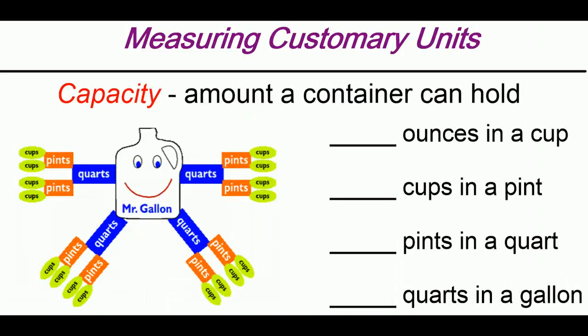And capacity, just like in the metric system, is the amount a container can hold. In the metric system, we have the basic unit of a liter, whereas in the customary system, we really don't have a basic unit for capacity. We have all of these things represented in Mr. Gallon: ounces, cups, pints, quarts, and gallons. So go ahead, pause the video, write down the definition of capacity, and fill in these four blanks as well as you can.